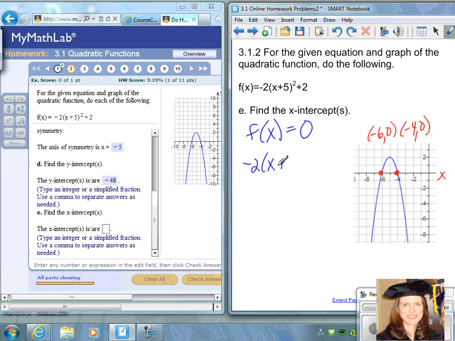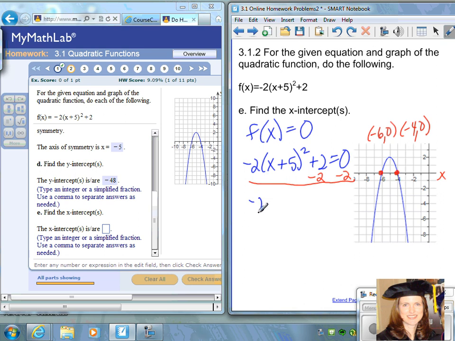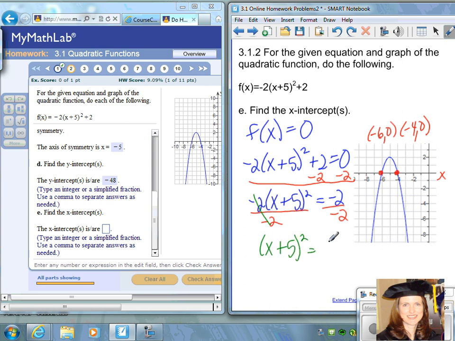And that looks like negative 2 times the quantity x plus 5 squared plus 2 equals 0. I'm going to subtract 2 from both sides of the equation, and we get negative 2 times the quantity x plus 5 squared equals negative 2. And then I'm going to divide both sides by negative 2, and those are going to simplify. So we'll get x plus 5 quantity squared equals negative 2 divided by negative 2, which is 1.